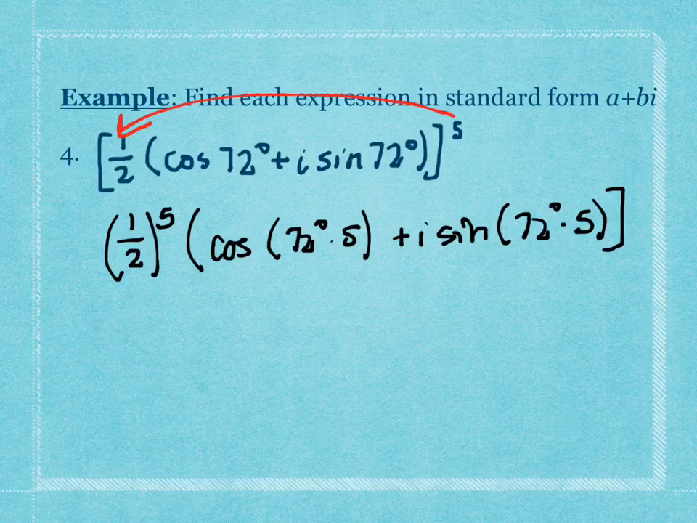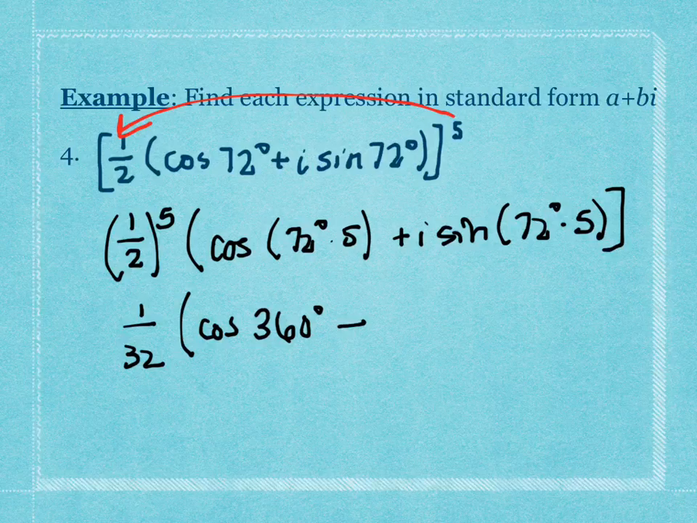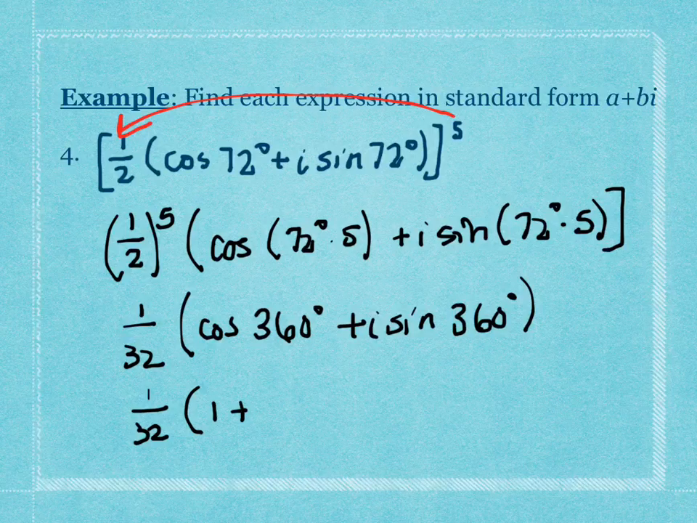All right, so the 1/2 to the 5th is actually 1/32. And then 72 times 5 is actually 360. So this is cosine 360 plus i sine of 360, which is, of course, values that we know something about. In particular, the cosine of 360 is 1, and the sine of 360 is actually 0.